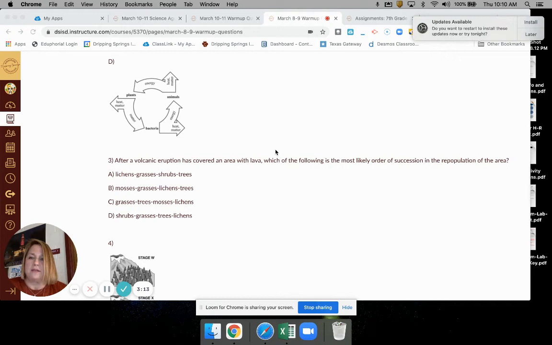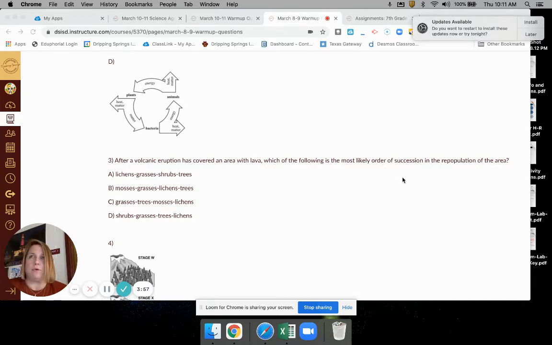All right. Number three, after a volcanic eruption has covered an area with lava, which of the following is the most likely order of succession in the repopulation of the area? So the key word in this question is succession. And we talked last Wednesday and Thursday in class about succession, which is the reestablishment of an ecosystem after a disturbance event. There are two kinds of disturbance events. Ones that completely ruin the ecosystem down to the rock, like there's not even dirt left. And then other disturbance events that damage it, but there's still soil remaining.